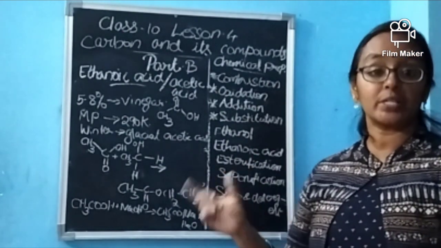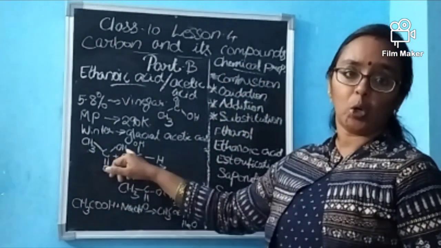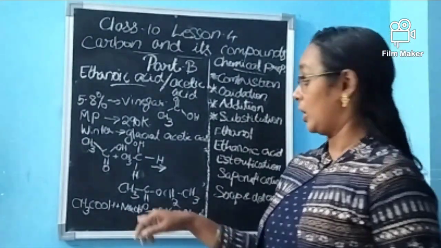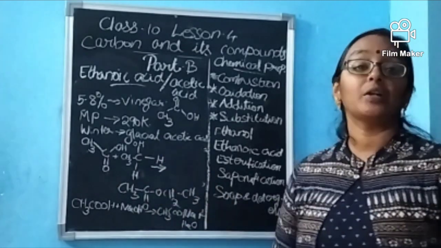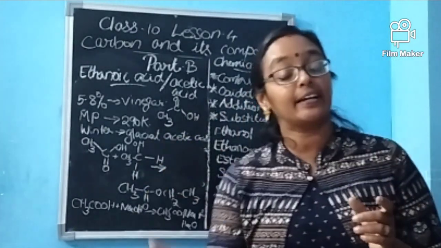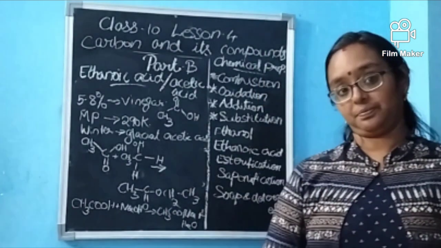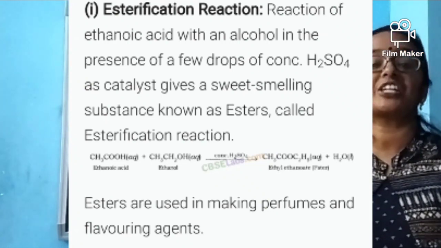Now we are moving to see some chemical properties. CH3COOH, that's ethanoic acid. When treated with ethanol, that is, when ethanoic acid reacts with ethanol, we will get ester. We are getting ester. Esterification reaction.